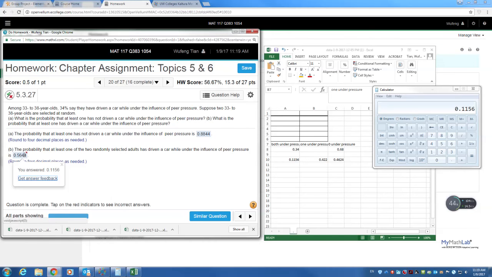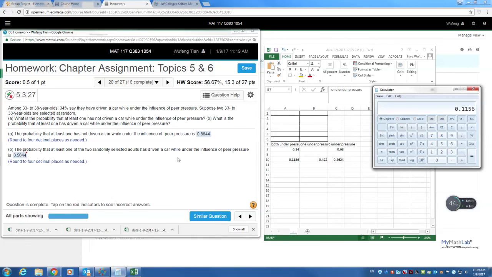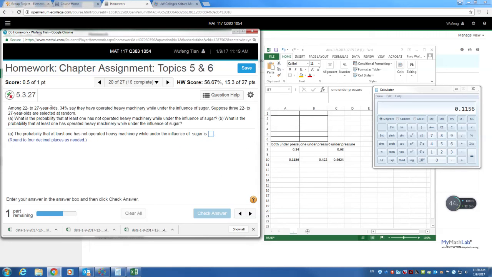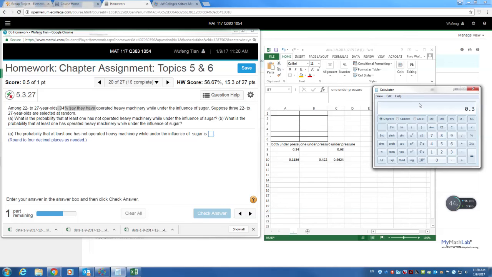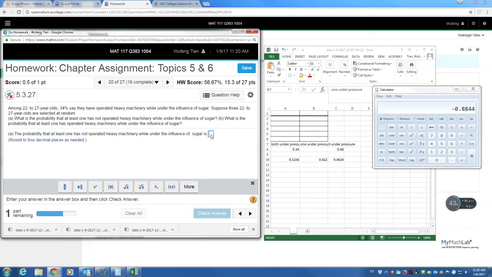Let's do a different one. 34% say they have operated heavy machinery under pressure. Now I have two people. Both will be under pressure: 0.34 times 0.34. At least one not under pressure, subtract from 1, 0.8844.